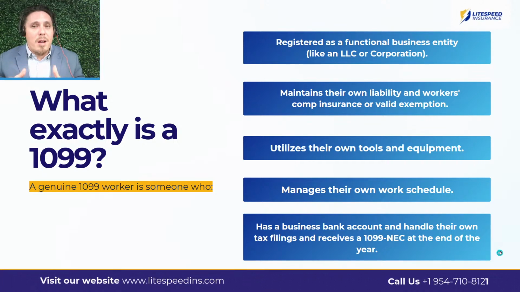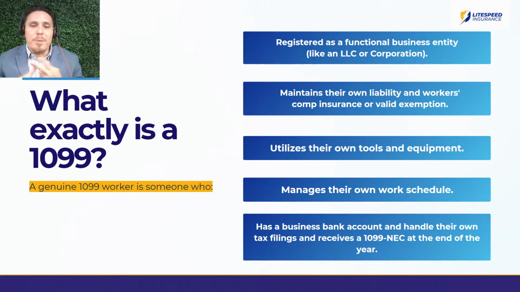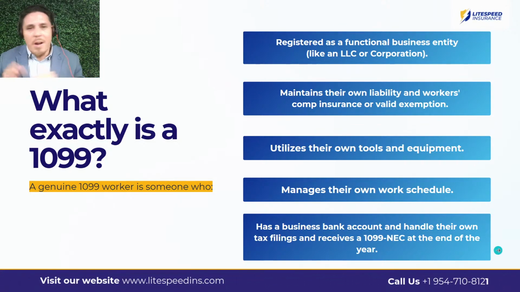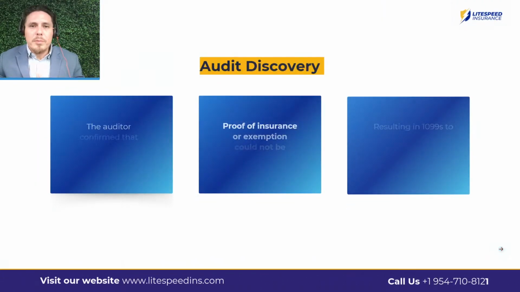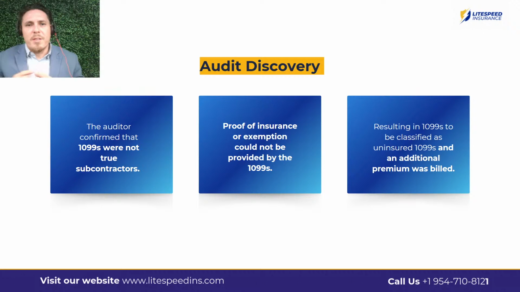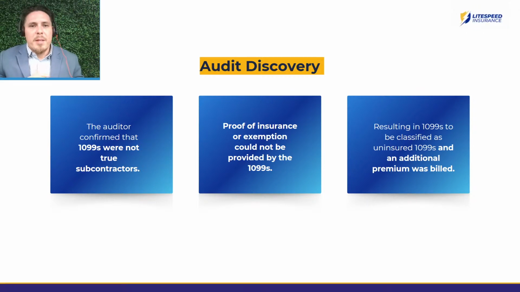Now, when it comes to the audit, I'll tell you this right now, they only care about the registered business and proof of insurance. That's it. All the other stuff is more of an IRS code thing. So I wouldn't be too concerned about all that stuff, but it's really just the primary two things: registered business and the proof of insurance, right? All right, so what did we discover in this audit?